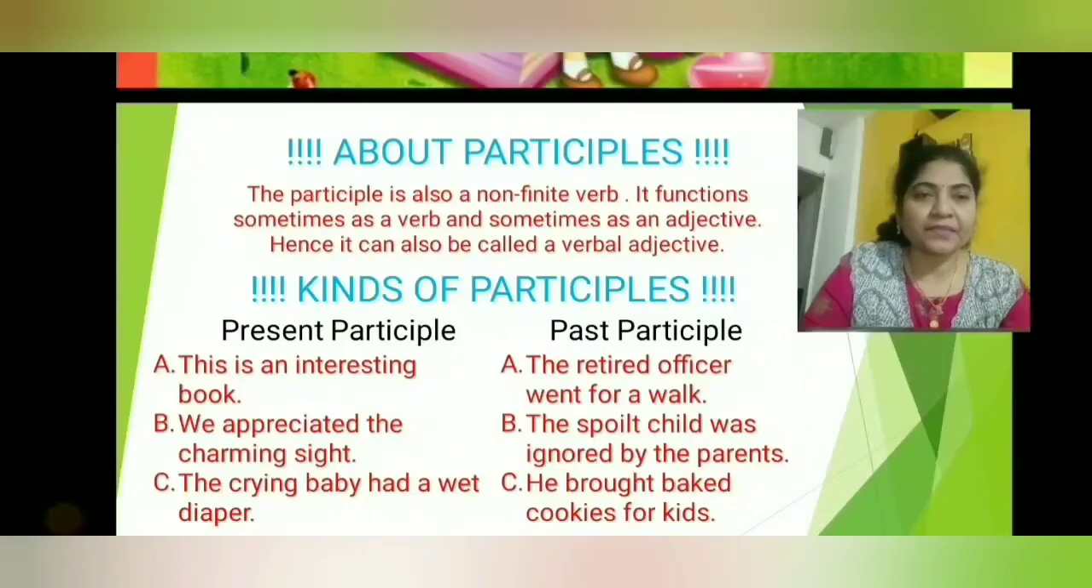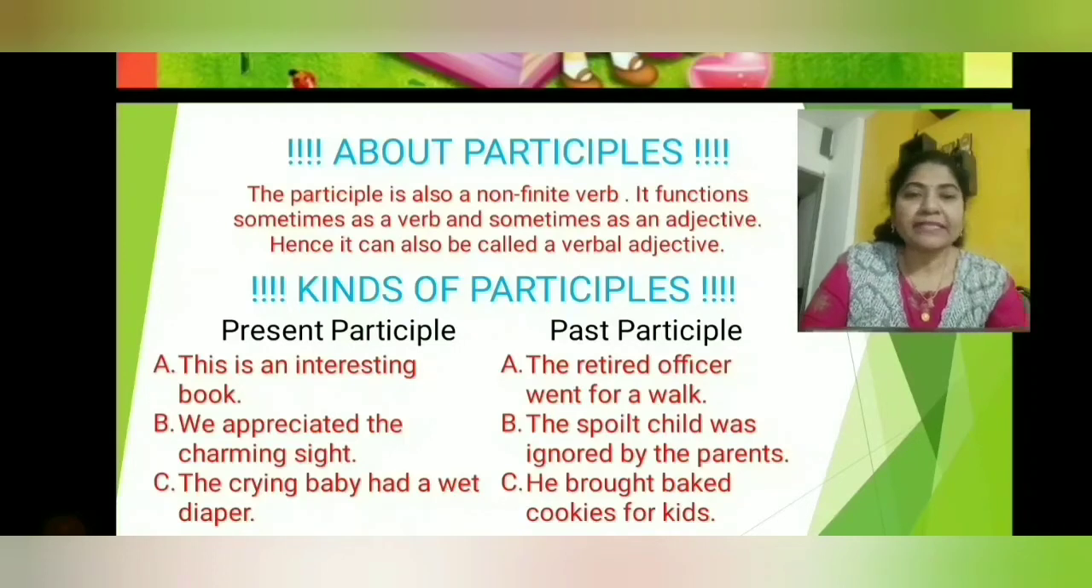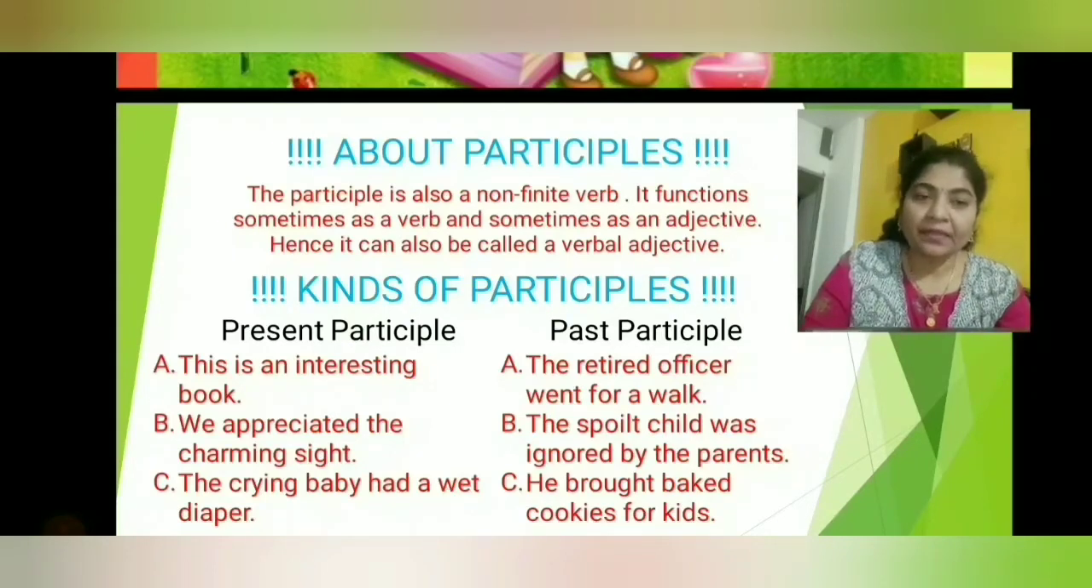Now, about participles. The participle is a non-finite verb. It functions sometimes as a verb and sometimes as an adjective. Hence, it is also called a verbal adjective. So what did I say? Participles, present participle and past participle, both play the role of either a verb or an adjective. Now, how will you understand whether it is playing the role of an adjective or a verb?